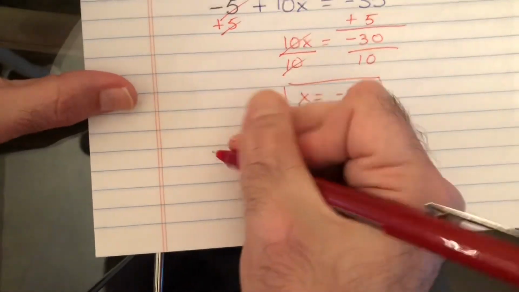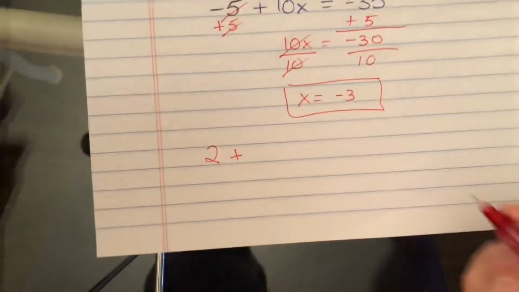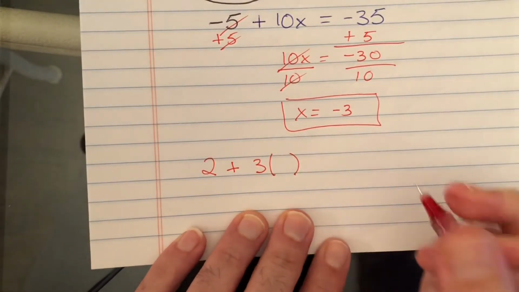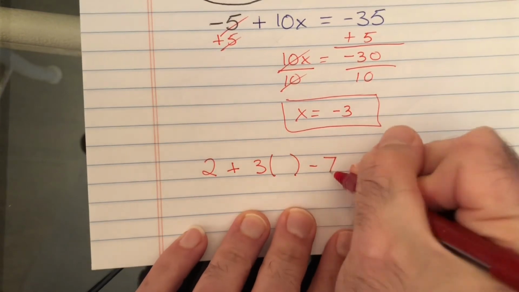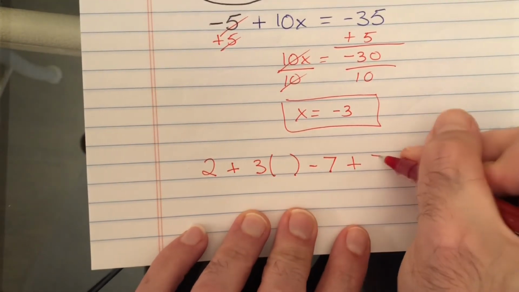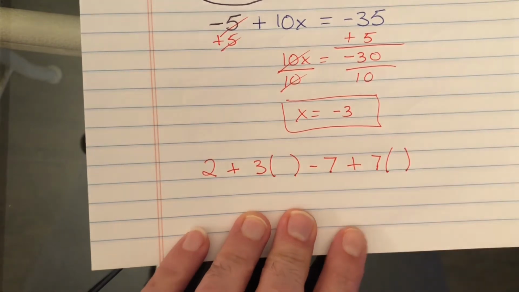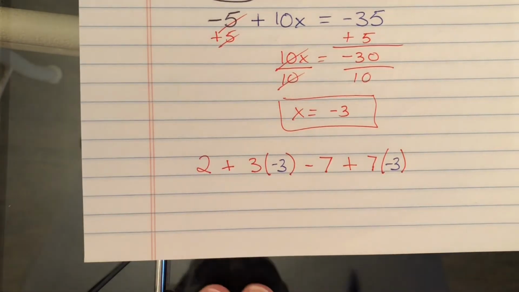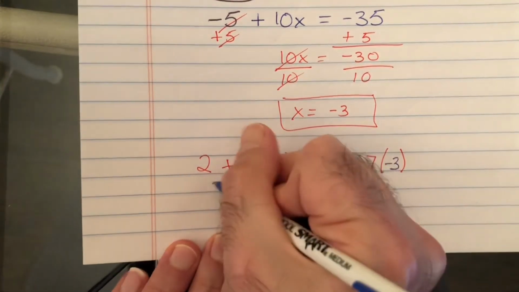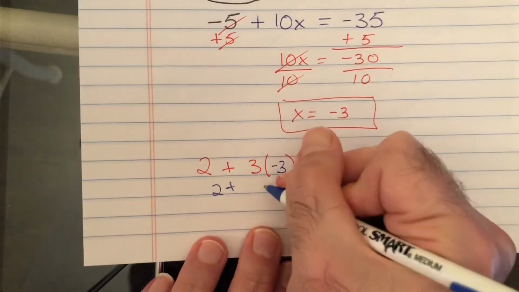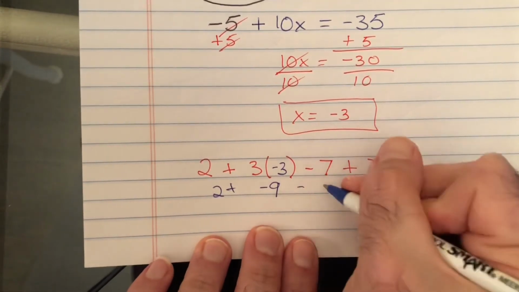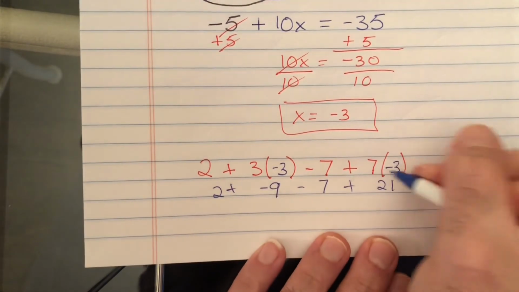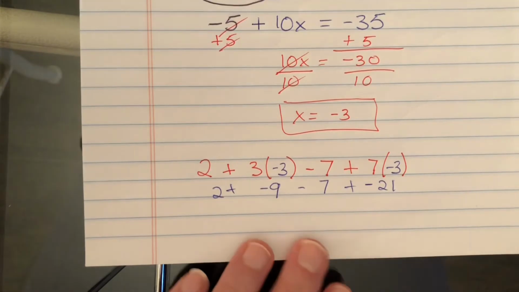Of course I should check it. 2 plus 3 times x minus 7 plus 7 times x. We said x was negative 3. Negative 3 here, negative 3 here. One step at a time. 2 plus 3 times negative 3 is negative 9, minus 7 plus 7 times negative 3 is negative 21. Positive times a negative, so it's a negative 21.